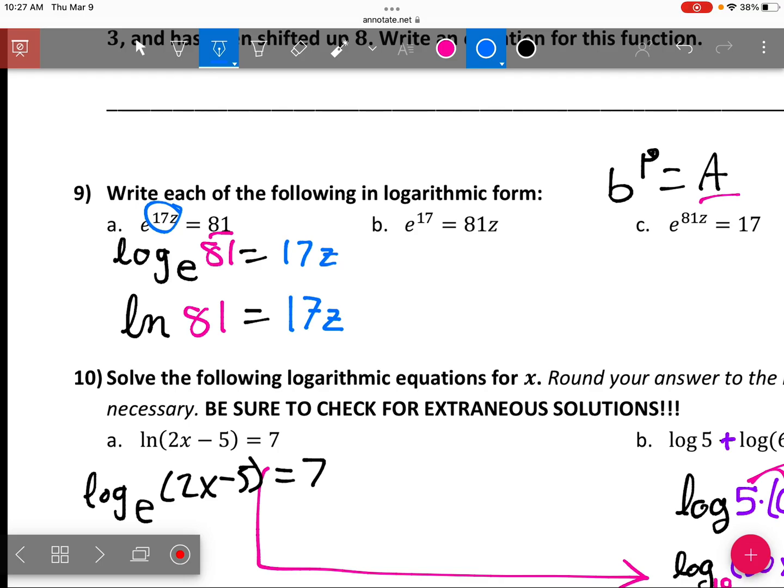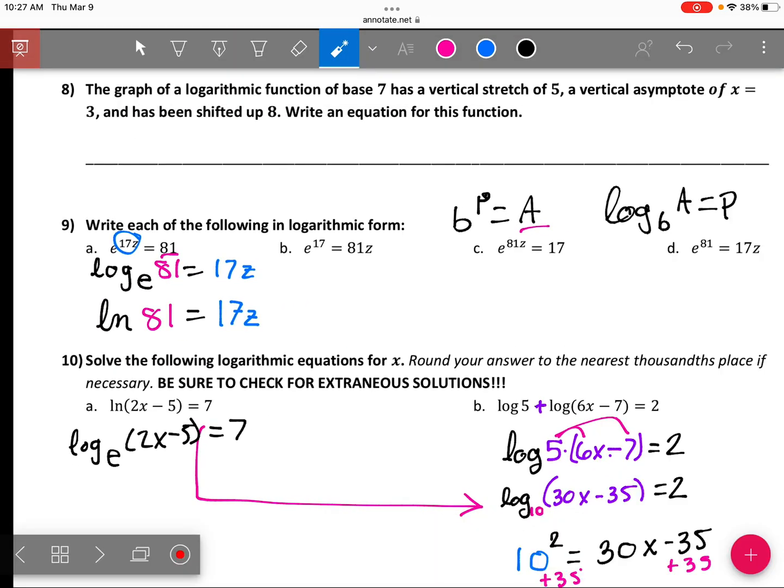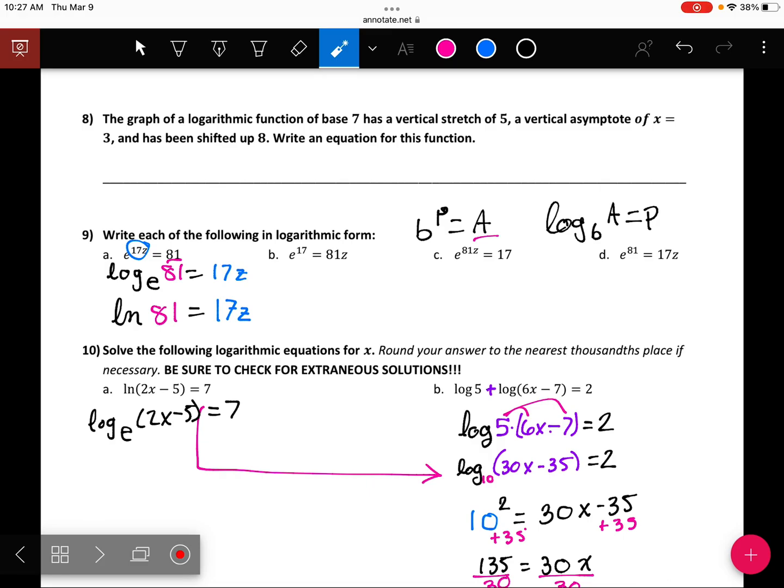I mean, we could. Natural log of 81 is just a number. Divide both sides by 17. We could. But we're not. All we're asked to do is write it in logarithmic form. So this is your answer here. And honestly, if you get this far, you'd probably get most of the points, about 3/4 of the points, if we just get here. Because that's the hardest part. This is just remembering log base E is the natural log. I do love partial credit. So much.